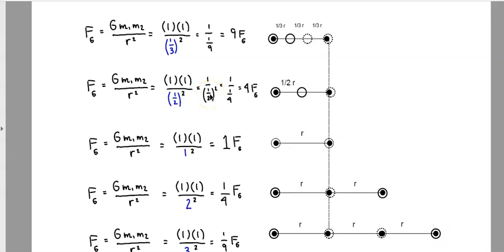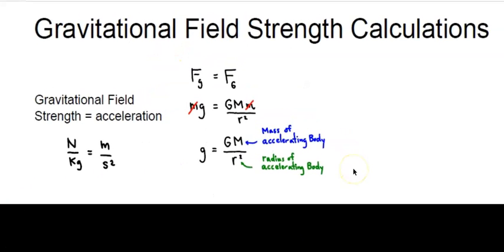The main factor that determines gravitational attraction between two masses is the distance between them. Yes, you can change the masses, but in nature, usually the mass is already set and is not changing, so it's only the distance between them that changes. Let's now look at the gravitational field strength calculations.